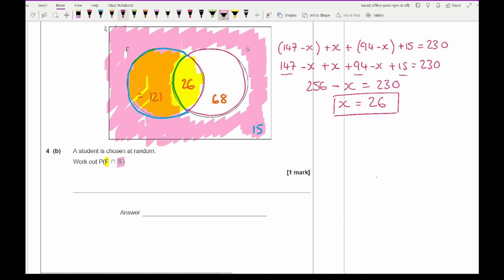Ignore the dodgy shading. Now, because it's and, I want the bits that are shaded in twice, that's shaded by both colours. The bits that are shaded in twice is basically this region here. So it's going to be 121 over the total, which is 230. And then I just need to make sure, does that simplify? No, it doesn't. So there is my final answer.